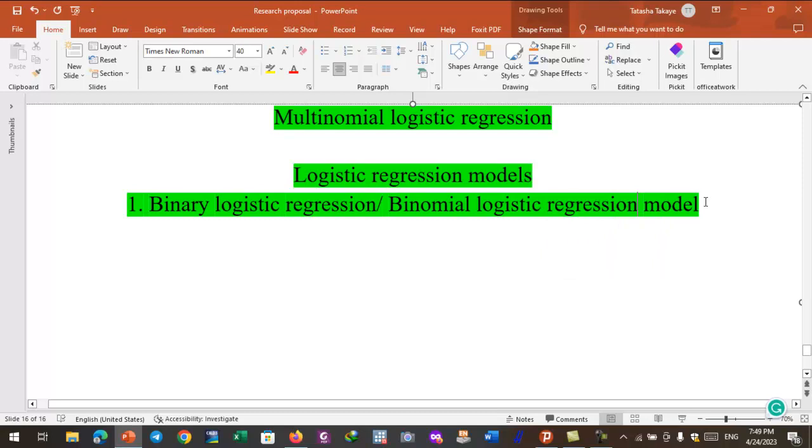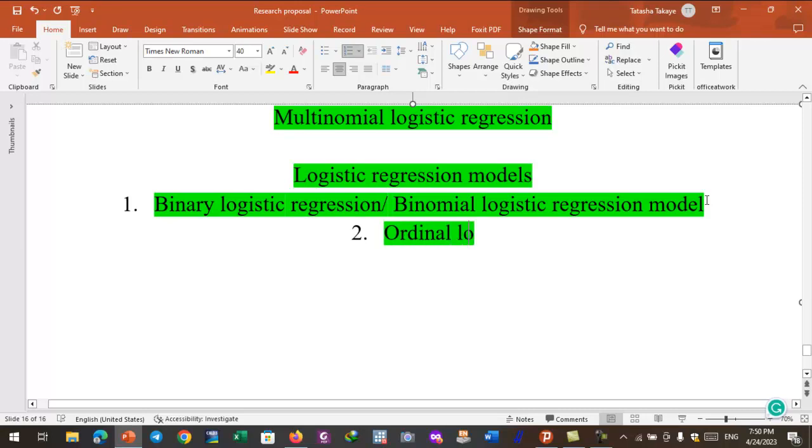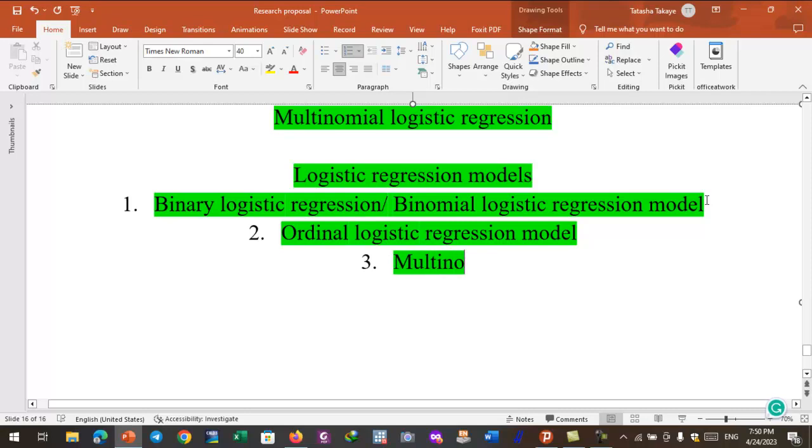The second one is the ordinal logistic regression model. And the third one is the multinomial logistic regression model.